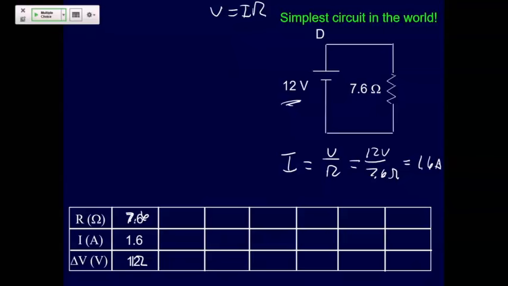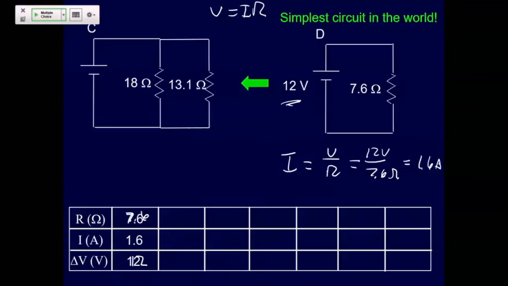Again, simplest circuit in the world, so we get the 1.6 amps. And so now I unfold this resistor into the two we just did, okay? So the 13.1 and the 18, those are the two that are in parallel. And when we unfold the resistors, one thing stays the same. If you look back at the chart, the thing that stays the same for parallel is voltages. So I put that voltage of the 12 in there like that.